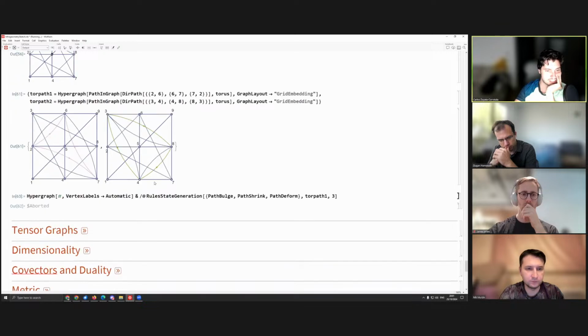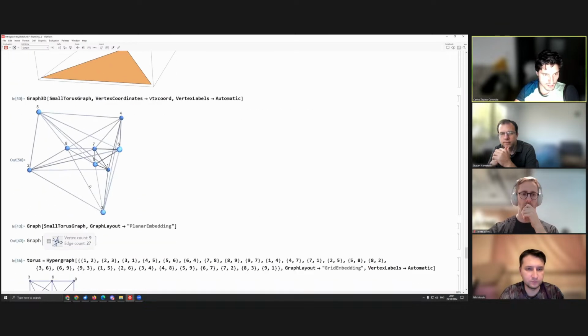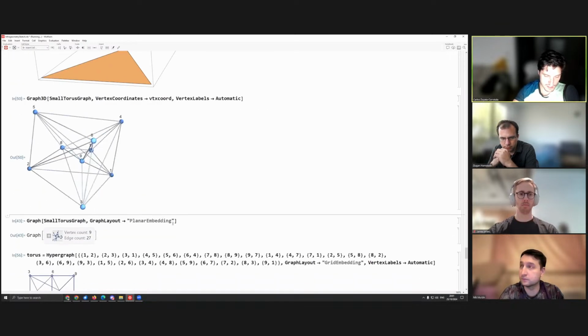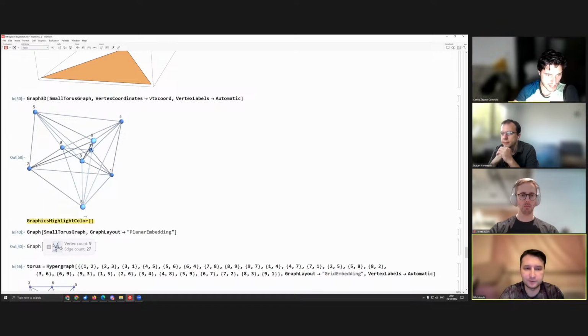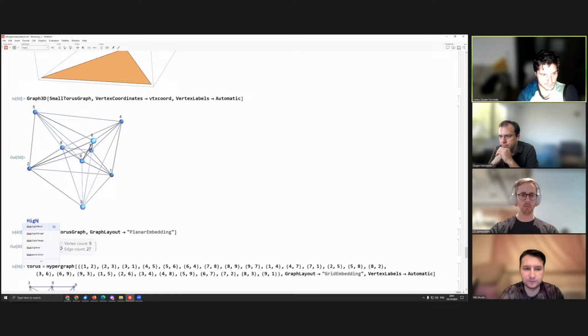Let's see. By the way, what was the graph highlight? It's highlight graph? So graph and subgraph, right? Yeah.